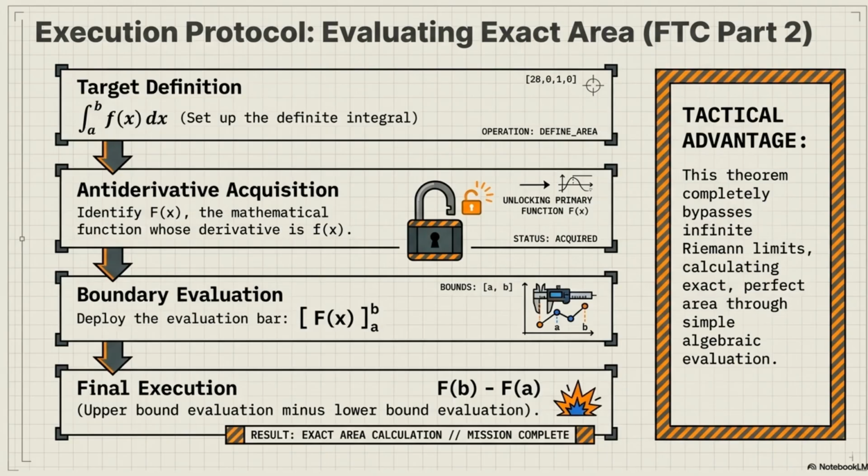When you need exact area, initiate the execution protocol for FTC Part 2. This bypasses infinite Riemann limits. Step 1. Define your target definite integral. Step 2. Acquire the antiderivative, big F of x. Step 3. Set your boundary evaluation bar. Step 4. Final execution. Substitute your upper bound into the antiderivative and subtract the lower bound evaluation, big F of b minus big F of a.